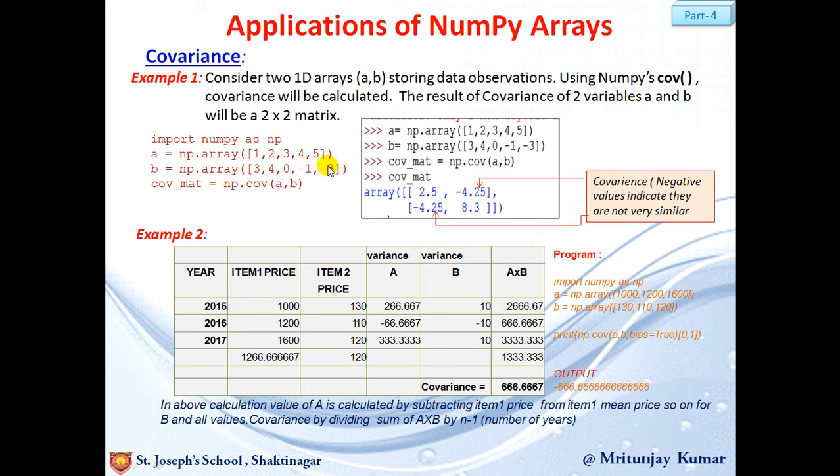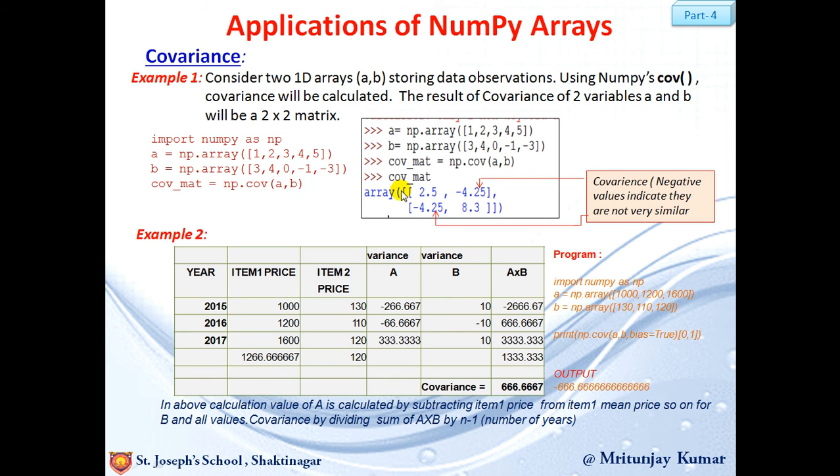So there are 5 elements in the first array and 5 elements in the second array. Now we have to find the covariance. To find the covariance, I have created another array with the name cov_mat is equal to np.cov function, and in the bracket we have to pass the two arrays, A and B.